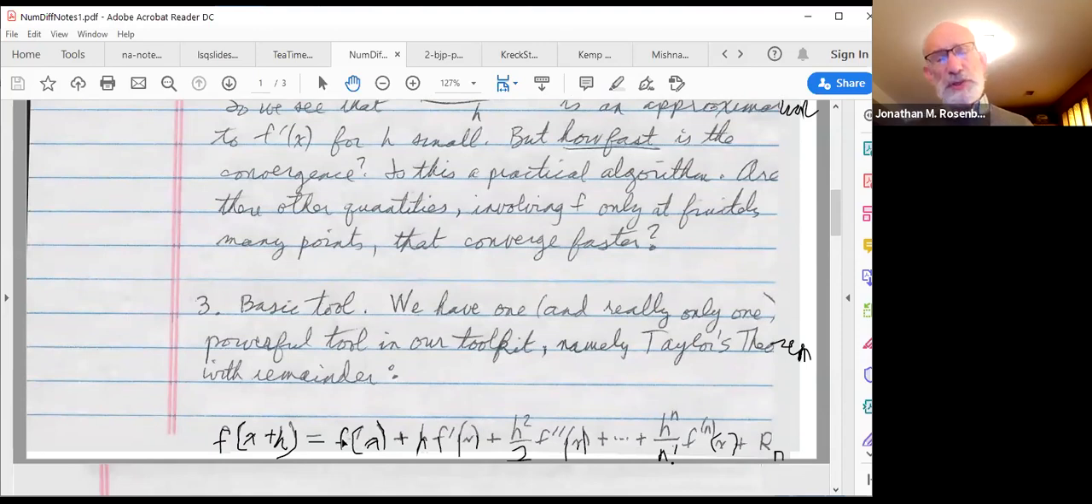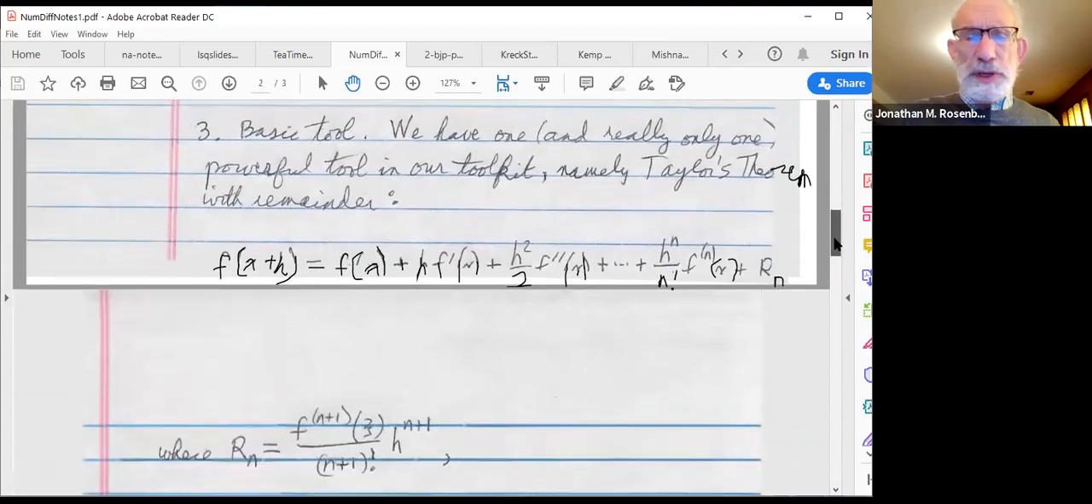Now, for good functions f, a function is called analytic if this is the case. Then if you were to take infinitely many terms in this series, the series would actually converge. That's great when it happens, but that still doesn't answer the question about how fast it converges. If the function is not analytic, Taylor's theorem still gives you an approximation to f of x plus h, but what you need to know is how to estimate the remainder. You probably went over this in your calculus course, but this is one of the things that is going to be crucial for us.